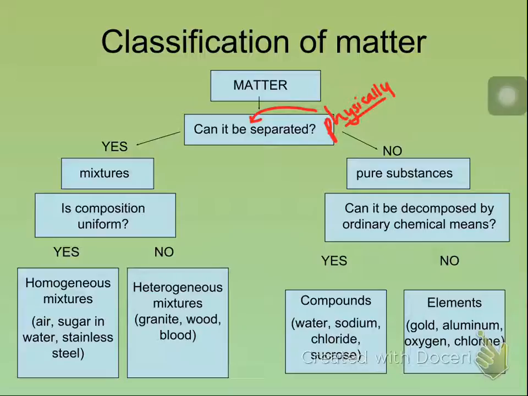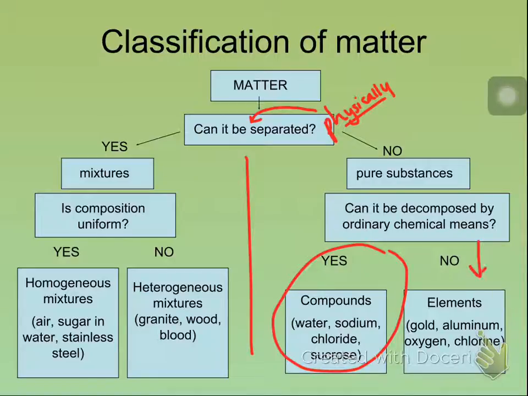So that's mixtures. If we look at something and say we cannot physically separate this, then it's a pure substance. When we say decomposed by ordinary chemical means, that could be applying an electrical current to it, or exposing it to another chemical, which will cause something to jump ship. Those are compounds, more than one kind of atom. If we can't decompose it by ordinary chemical means, it's an element. And elements are on the periodic table. So if it's not found on the periodic table, it's not an element.